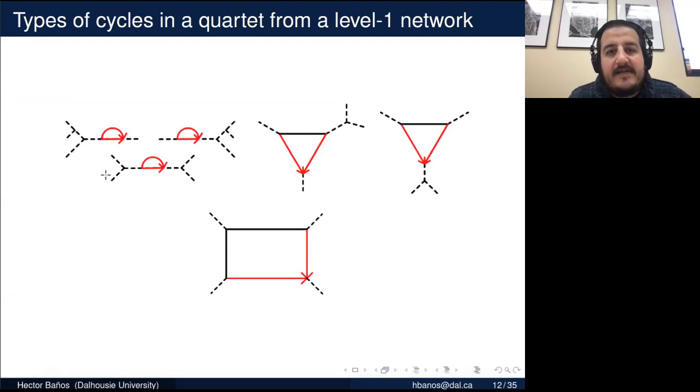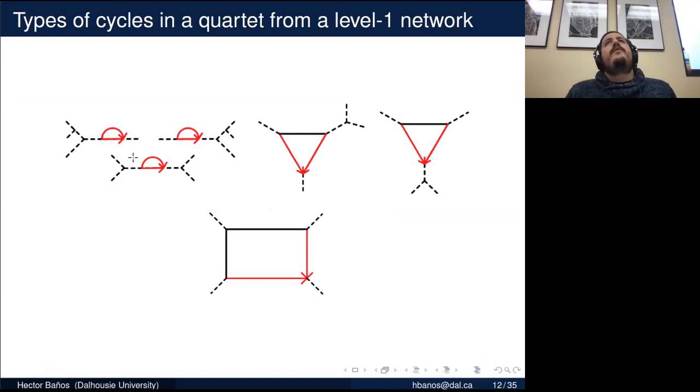One advantage of this is that you can classify the type of cycles you will find in a level 1 quartet network. Either you have 2 cycles, 3 cycles that look like these, or 4 cycles. You can have combinations of those, and not all of them can happen at the same time. There are some rules, but you can always classify the type of cycles in a level 1 network. And this will come in handy later.